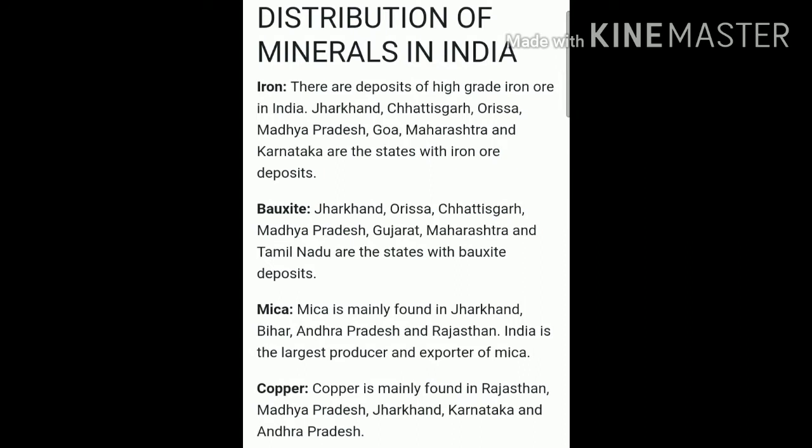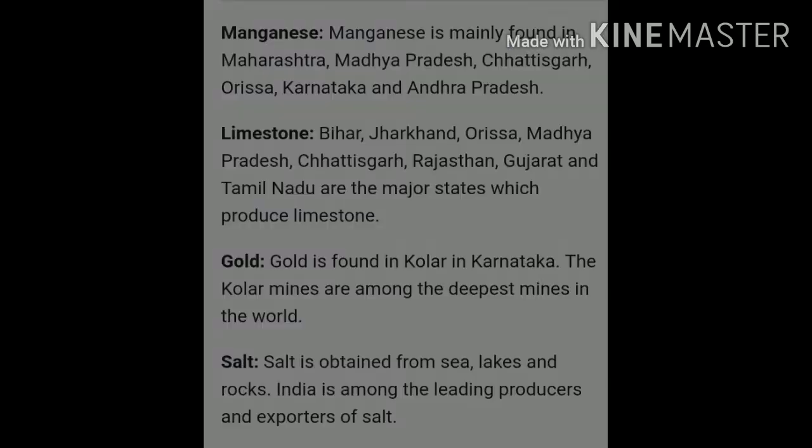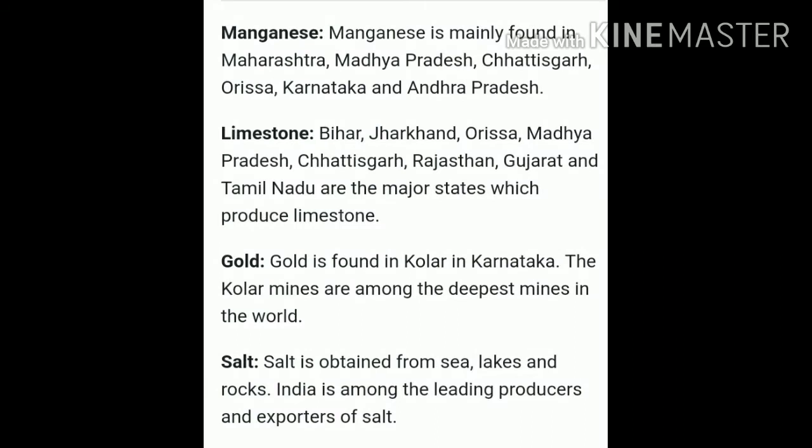As we know, India is the largest producer and exporter of mica in the world. Mica deposits are mainly found in Jharkhand, Bihar, Andhra Pradesh and Rajasthan. Again, manganese deposits lie in Maharashtra, Madhya Pradesh, Chhattisgarh, Orissa, Karnataka and Andhra Pradesh. And again we have limestone. The major producing states in India are Bihar, Orissa, Jharkhand, Madhya Pradesh, Chhattisgarh, Rajasthan, Gujarat and Tamil Nadu.